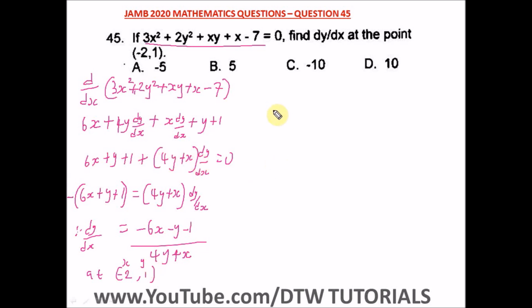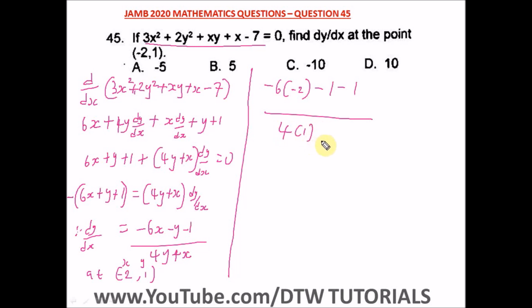Let us solve and find the value. So we substitute x and y. Let me separate this. So we have minus, 6 times what's our x? x is -2, plus y, what's our y? 1, plus 1, all over 4 times y, what's our y? 1, plus what's our x? -2. So opening bracket, we have -(-12 + 1 + 1) over (4 - 2), which is 10 over 2, which gave us what? A 5.